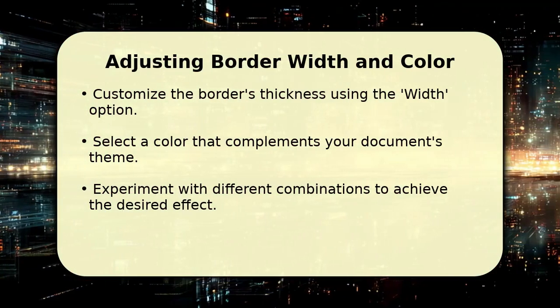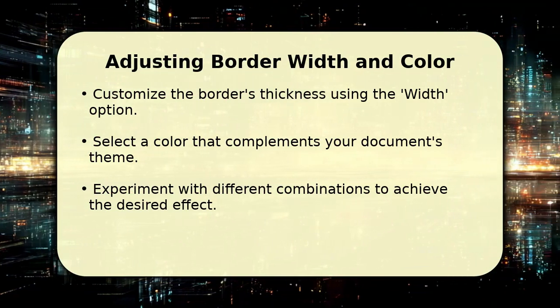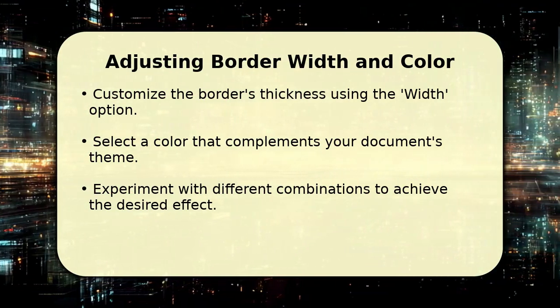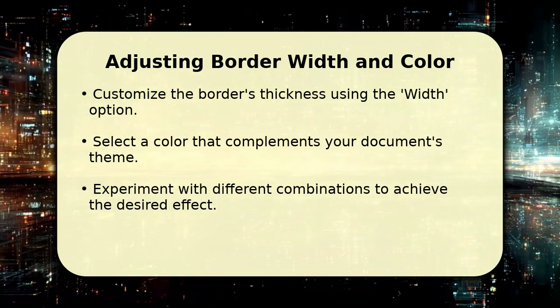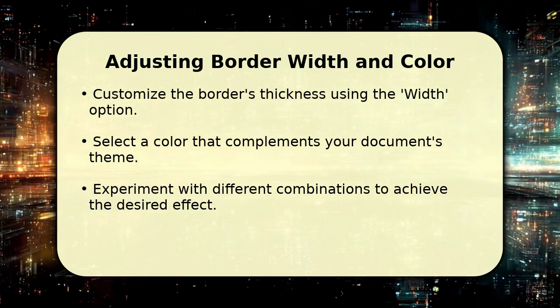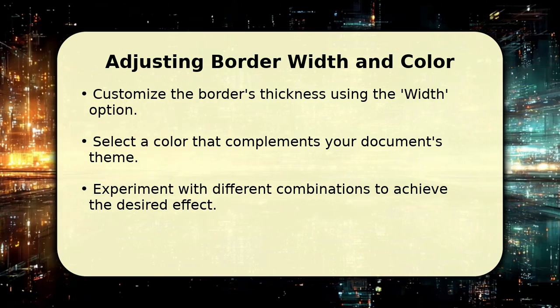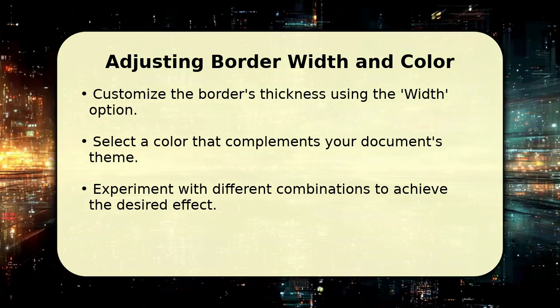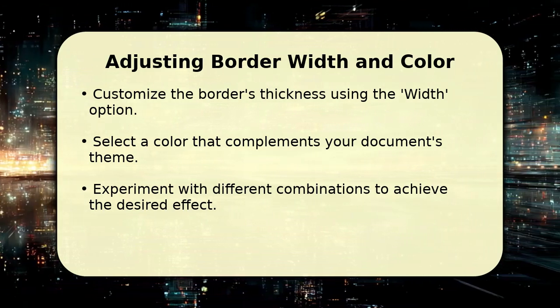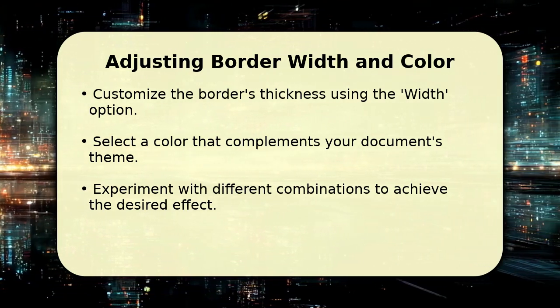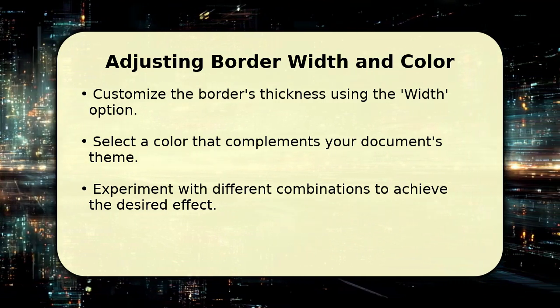After choosing your style, adjust the border's appearance further. Use the Width drop-down menu to make your border thicker or thinner. Options typically range from 1/4 point up to 6 points. Next, select a color from the color palette to match your document's aesthetic perfectly. You can pick from standard hues or create custom ones, ensuring a cohesive design throughout.